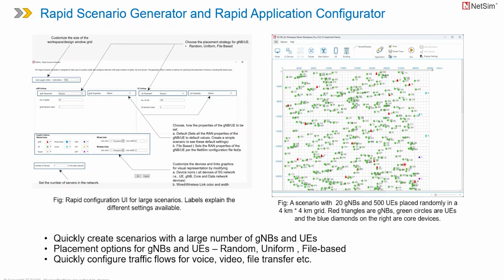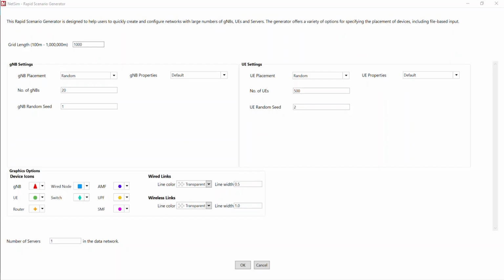So now we have a rapid scenario generator in NetSim that allows users to quickly create scenarios with a large number of GNodeBs and UEs. Let us look at a brief demo. You will notice that the rapid scenario generator is already open and ready for use. At the top of the interface, you have the option to set the environment size for your simulation.